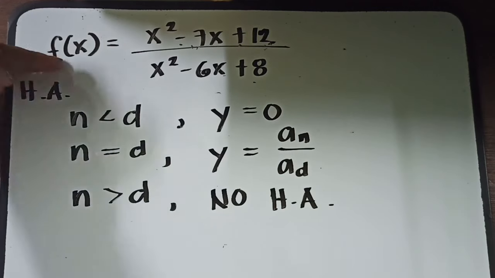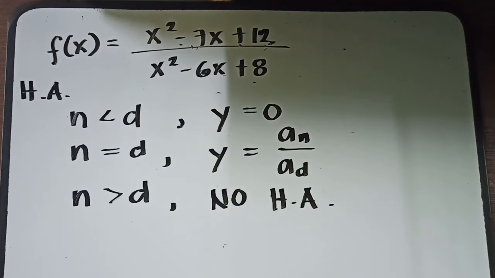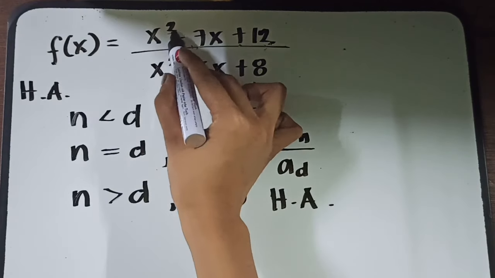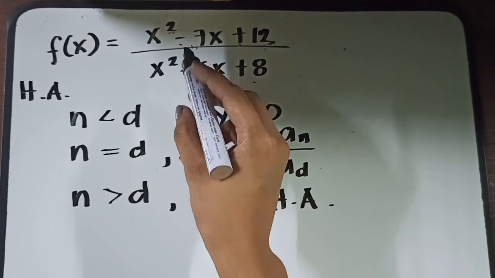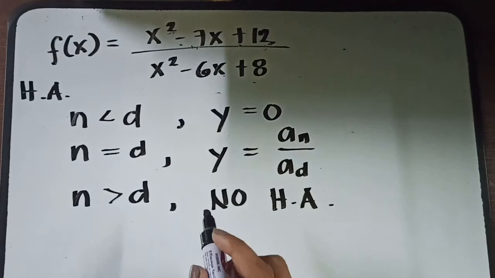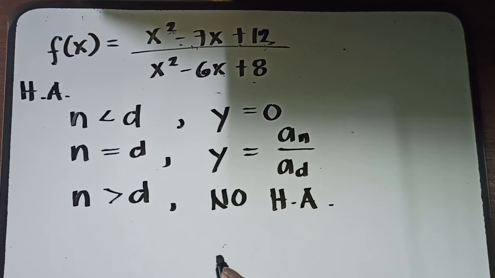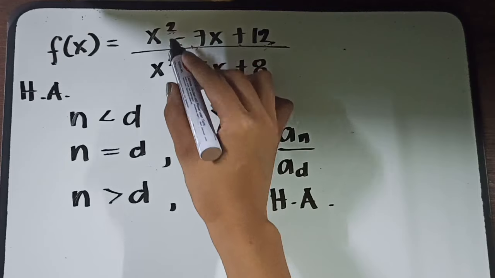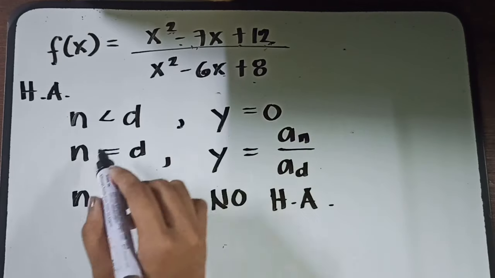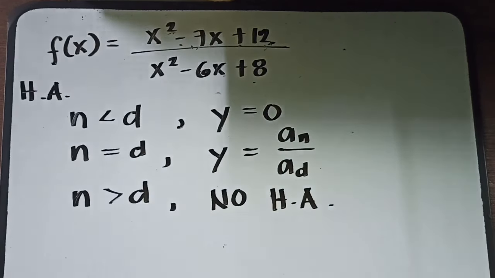So, given this rational function, f of x is equal to x squared minus 7x plus 12 over x squared minus 6x plus 8, check natin yung degree. Ang numerator ko, ang degree niya is 2, or nasa second degree siya. Ang denominator ko is nasa second degree din. So, nag-fall siya under n is equal to d. Again, ang numerator ko is second degree, ang denominator ko is second degree din, so nag-fall siya under n is equal to d.